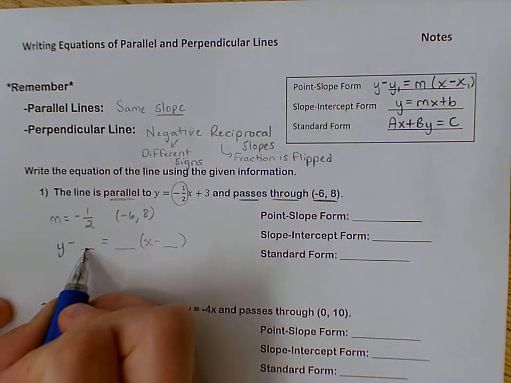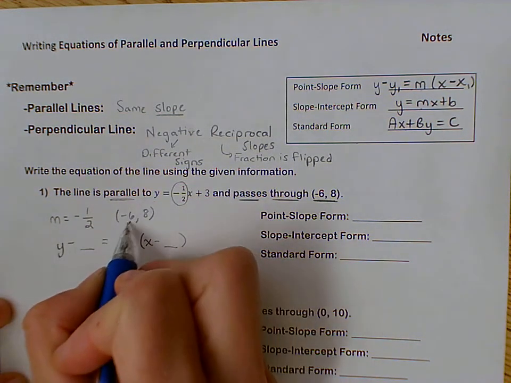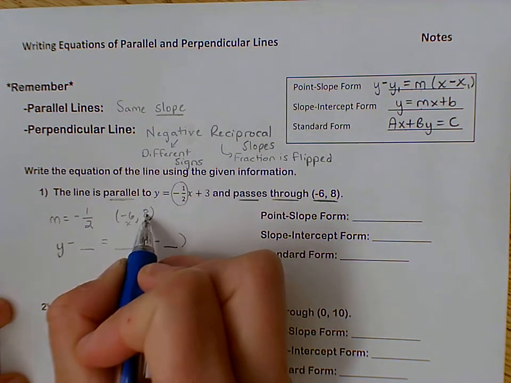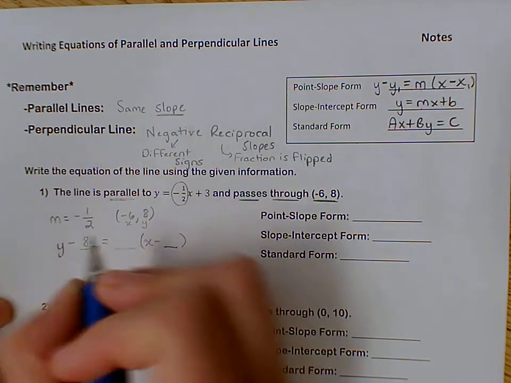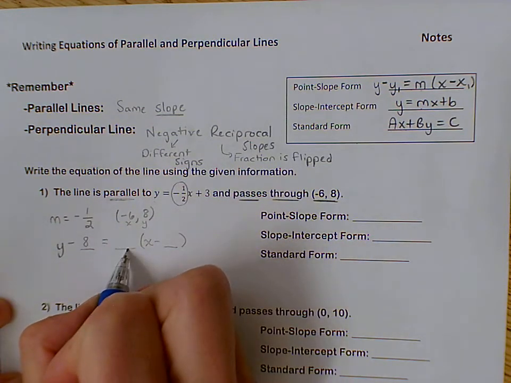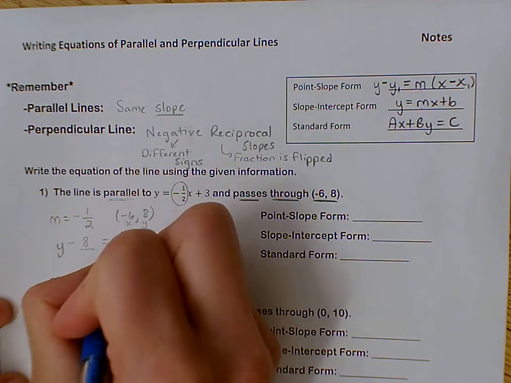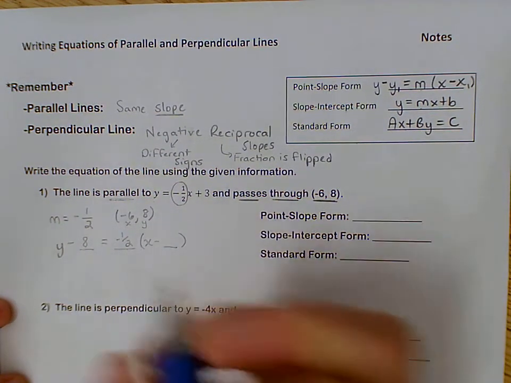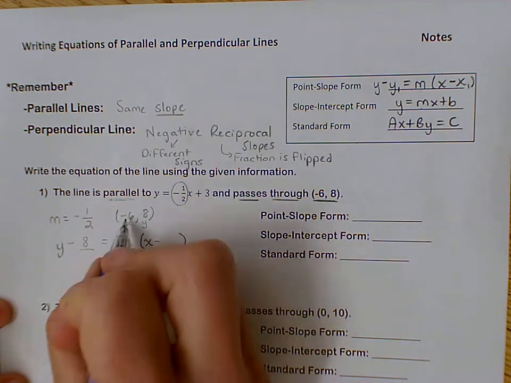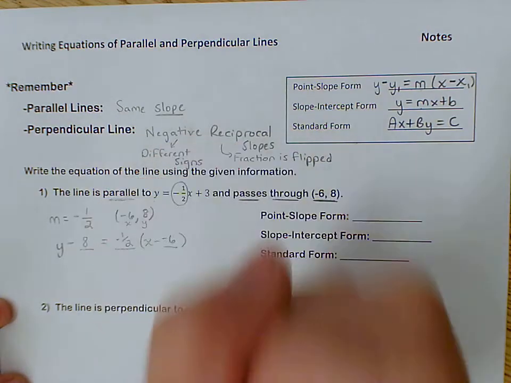So remember, your y value goes with your y. So this is my x, that's my y. So my 8 will go here. The slope goes here. So my -1/2 will go there. And then the x value goes with the x. So my -6 would go here.